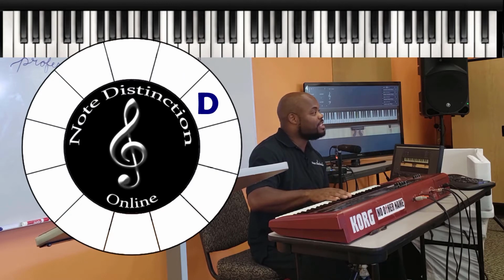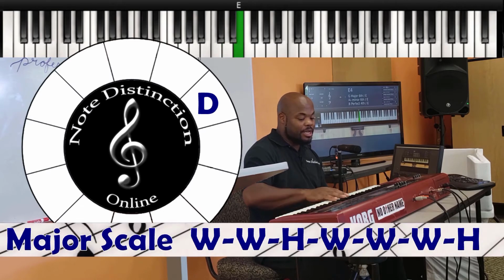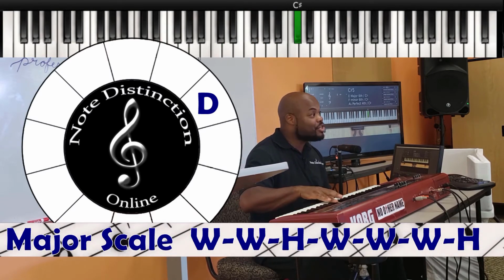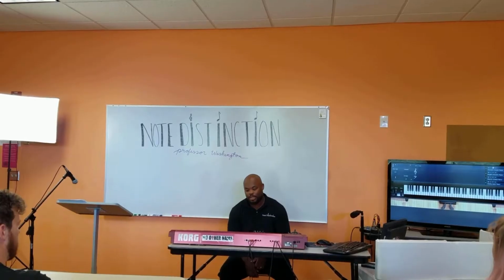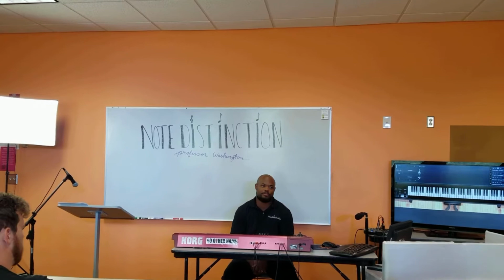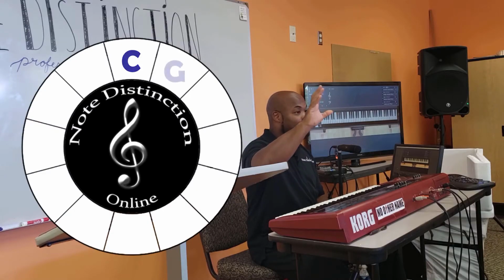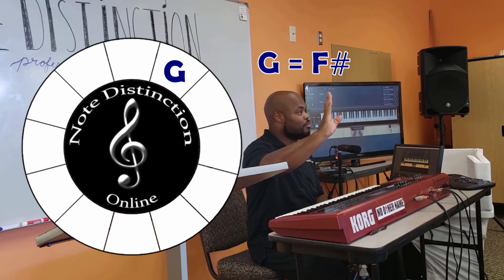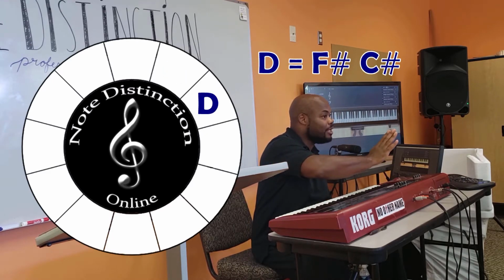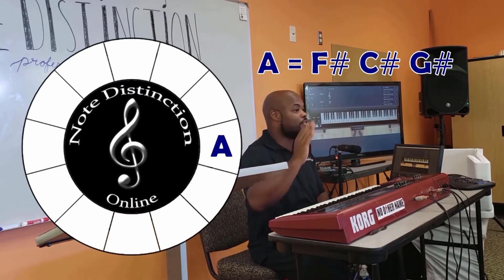Now, if I start on D and I go whole step, half step, D, E, F sharp, still there, G, A, B, C sharp, D. Do you think that if we go from D up to the fifth scale degree, we're just going to add another sharp? You're right, because we are. Nothing in C, and then in G we had F sharp, and then in D we had F sharp, C sharp, right? And now in A we have F sharp, C sharp, G sharp.